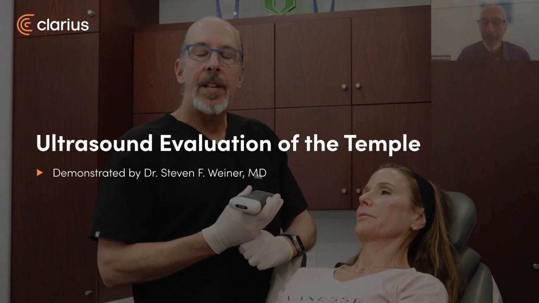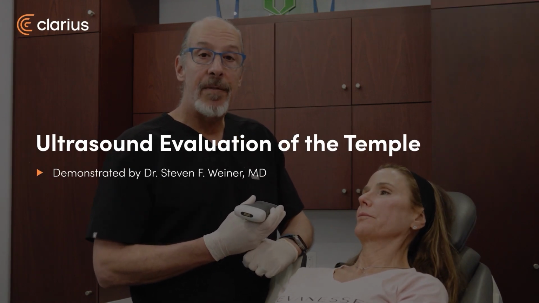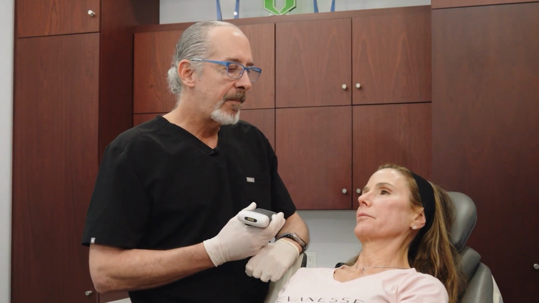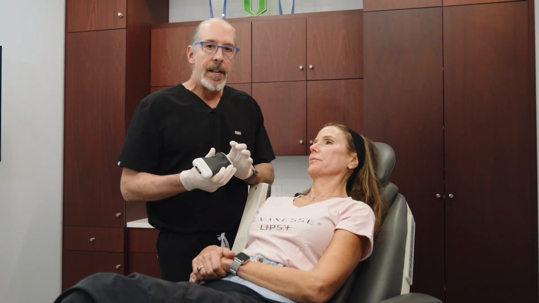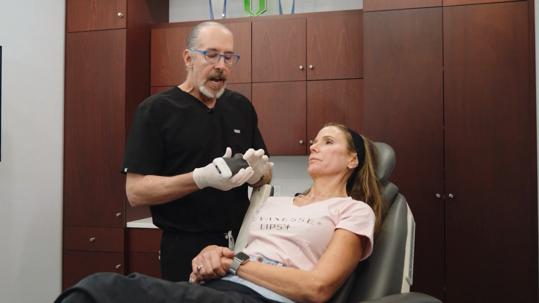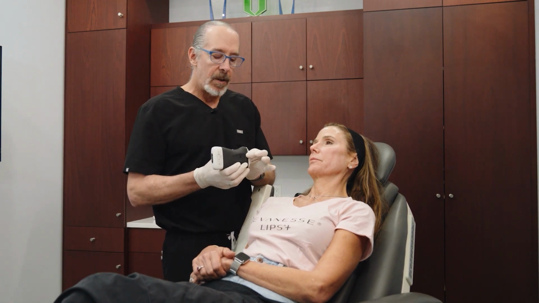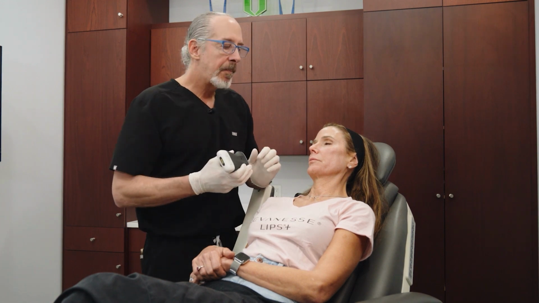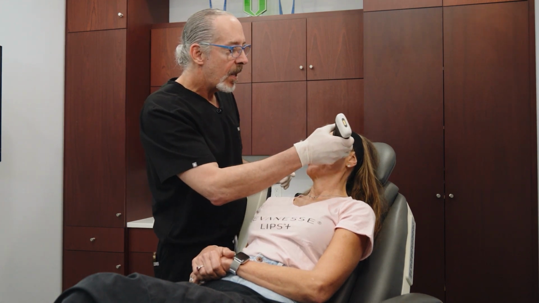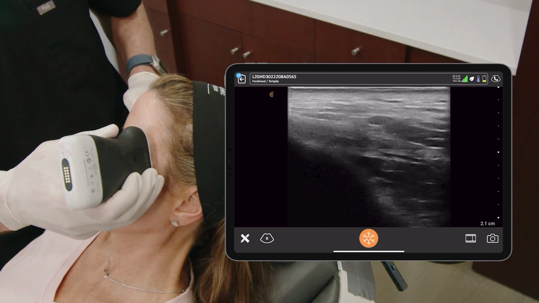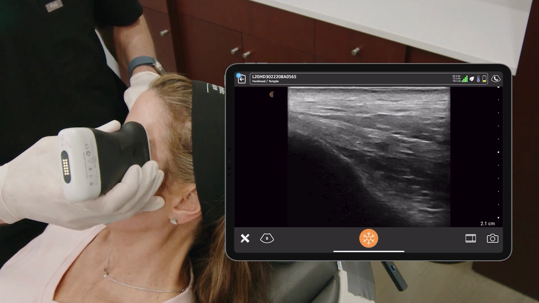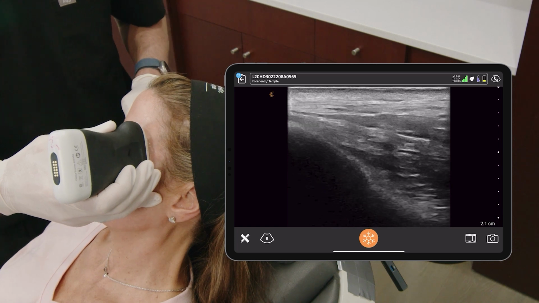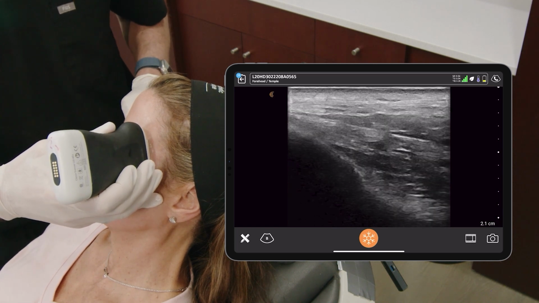Right. The next area of evaluation is the temple. It's my favorite area because it's a very complex anatomy. There are several different layers. So the way I like to evaluate the temple is not quite horizontal and not quite vertical. It's sort of in an oblique fashion, so it's paralleling the orbital rim. And I like to do it this way. Remember, when you hold the ultrasound, make sure that part of your hand is actually touching the patient. It allows you to make fine movements.